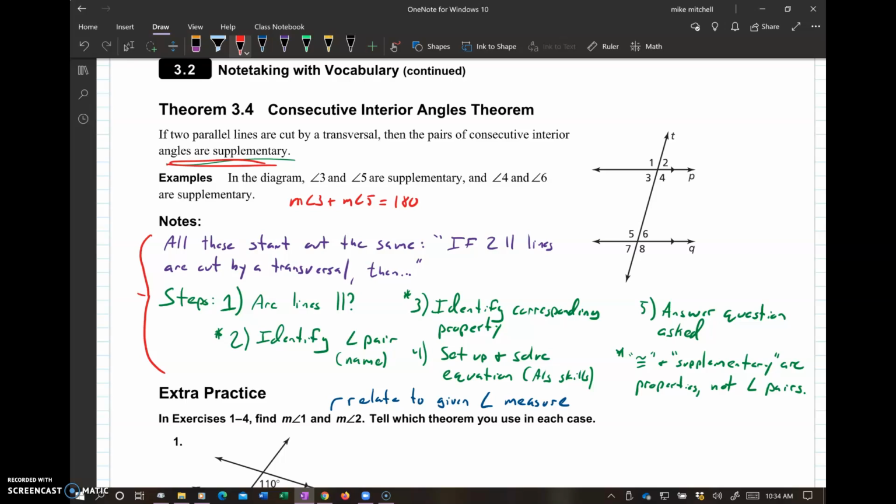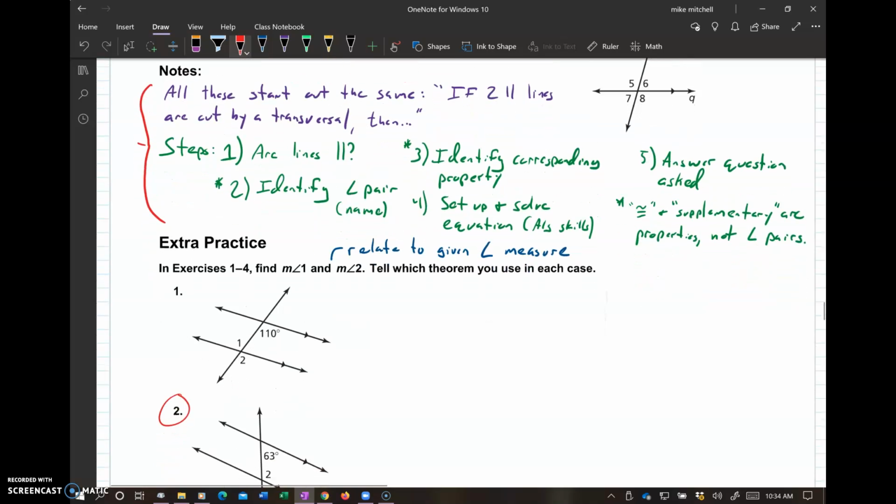Identify the angle pair name. Oh, I got corresponding angles. Identify the corresponding property: they are congruent. Set up and solve your equation. That's an algebra skill. Make sure you answer the question asked. Are you asked to find x? Are you asked to find the measure of a specific angle in there? So let's get on to the practice here.